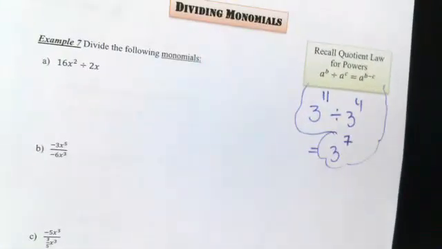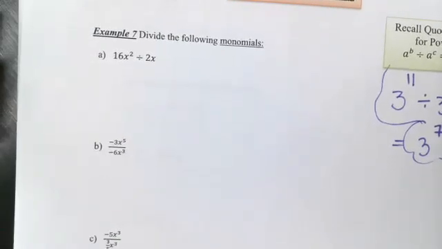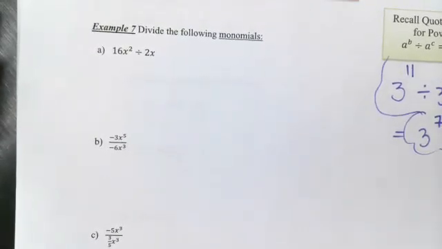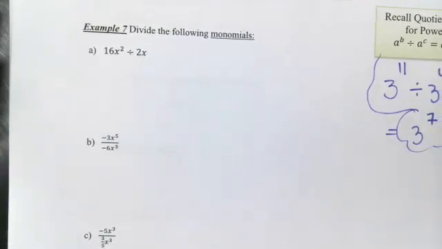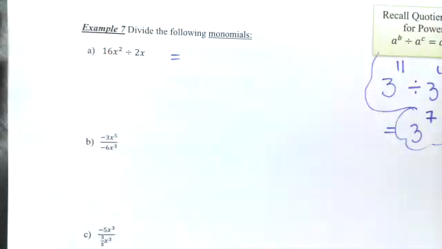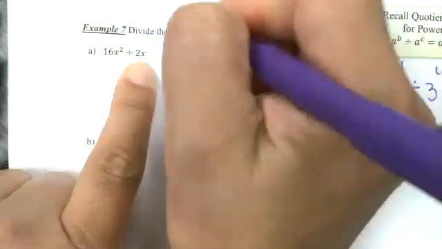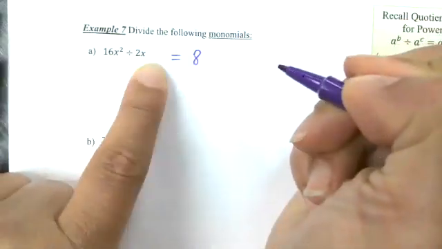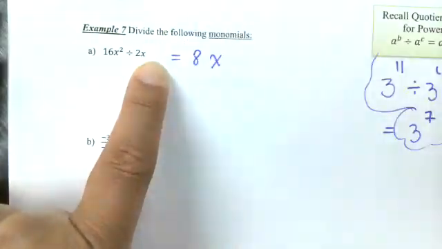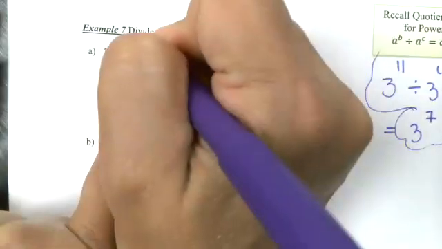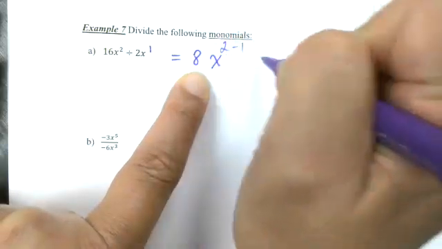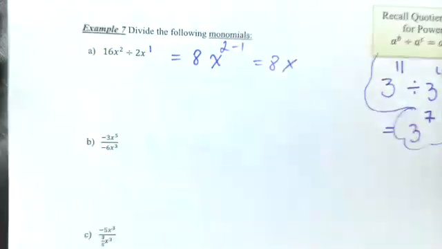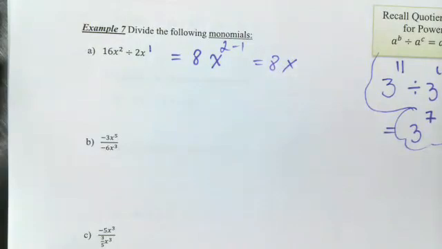So let's apply that to polynomials, monomial kind. 16x squared divided by 2x. The numbers, the coefficients, we just divide them. 16 divided by 2 is 8. X squared divided by x: x we keep, 2 minus 1. So the answer is 8x to the 1, or just 8x. We don't write the 1 in the exponents.